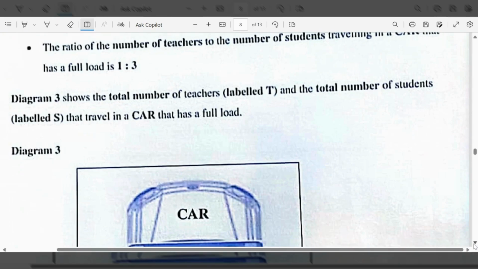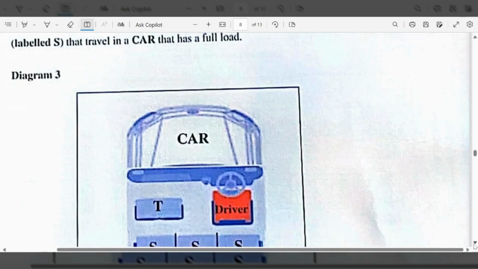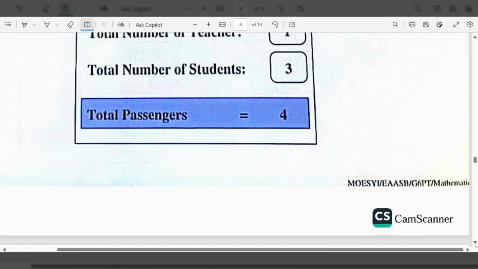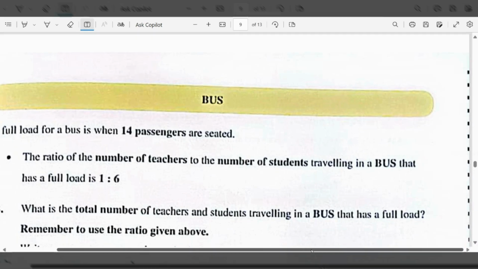Diagram 3 shows the total number of teachers labeled T and the total number of students labeled S that traveled in a car that has a full load. And we can see the teacher at the front and 3 students at the back. So that's the 1 to 3 ratio. And that's a total of 4 passengers. So now let's look at the bus.